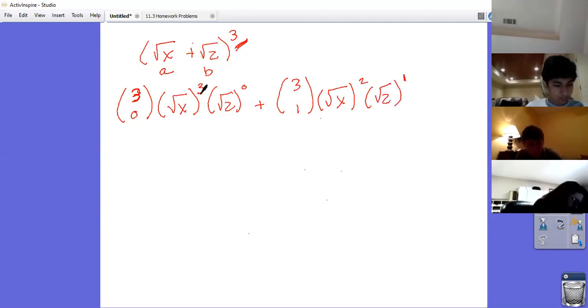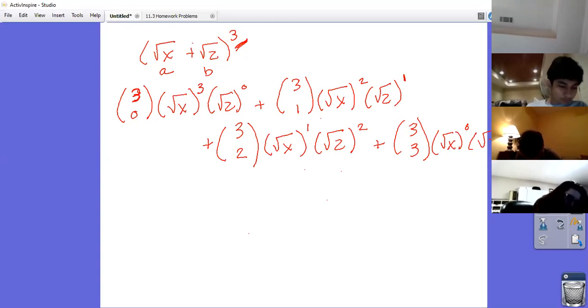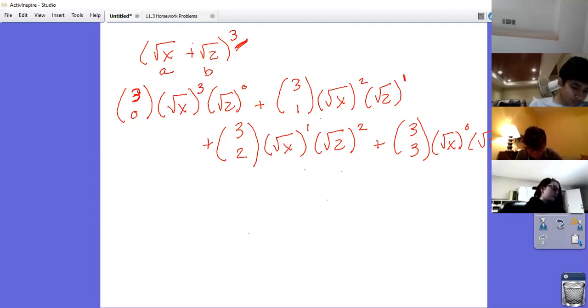So as you can see, guys, look at the exponents here. 3 plus 0 is 3. 2 plus 1 is 3. And the last one. All right, so once I have this, then I just use my calculator. You can do 3 choose 0 using your calculator, but 3 choose 0 is always going to be 1.